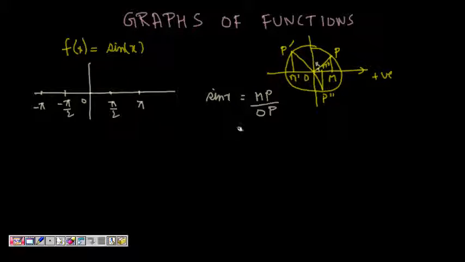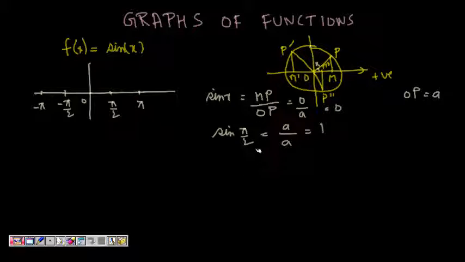Now what happens at 0? MP value will be 0. Let's say OP is just the distance, the radius, so it is always A. So MP is initially 0 by A, so it is 0. Then sin of pi by 2, what happens here? MP is equal to the whole radius, and OP is always A, so this is 1. So sin pi by 2 is 1.